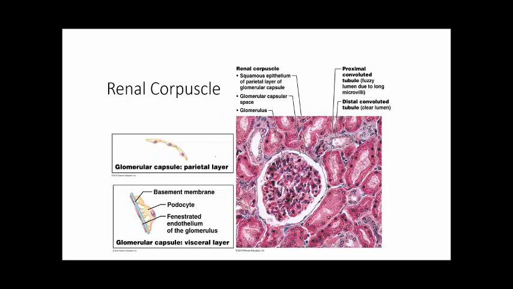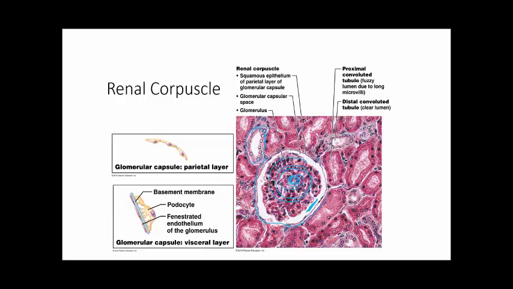This is what the renal corpuscle looks like under a microscope. So you can see the actual capillary part here, the glomerulus. You can see the capsule here lined with simple squamous tissue, and you can see this capsular space where the filtrate is going to go. And then over here you can actually see a segment of the renal tubule, which is pretty cool.